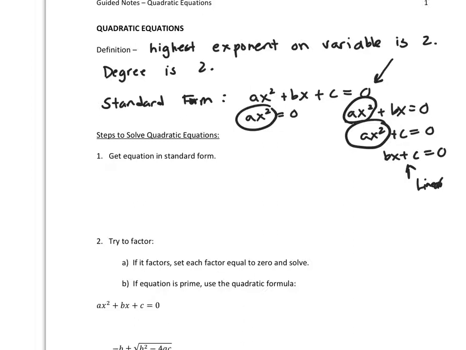All right, steps to solve a quadratic. You've got to get it in standard form. The other thing I would do, I would make sure that you do not have any fractions and your leading coefficient, the number on the x squared, is positive. So clear your fractions and get it in the form ax squared plus bx plus c equals 0. A is greater than 0, no fractions.